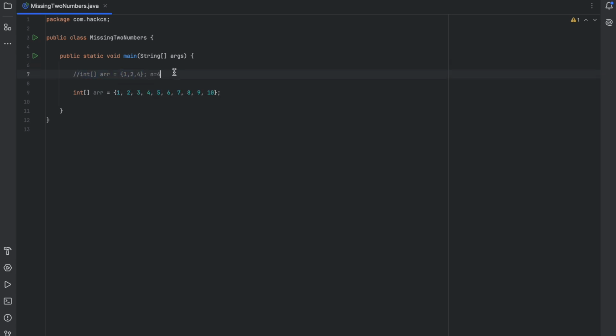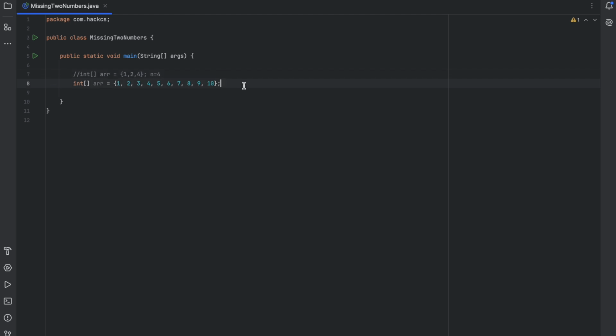We have an array, just sum it and subtract it by the length of the array. So 4 plus 2 is 6, plus 1 is 7, 7 minus 4, which is 3. So the missing number is 3. Okay. Now the advanced level is if two numbers are missing.